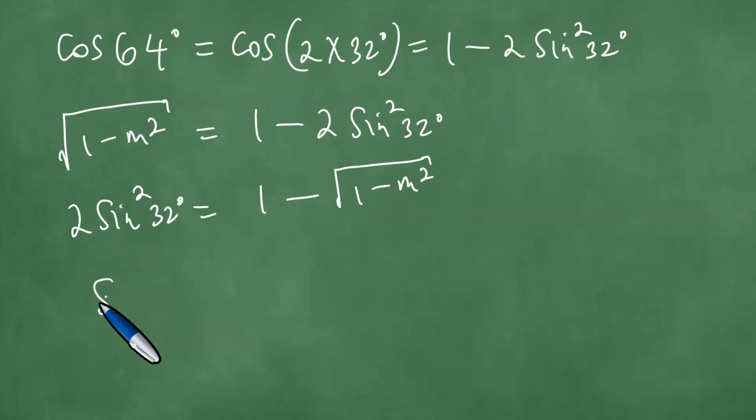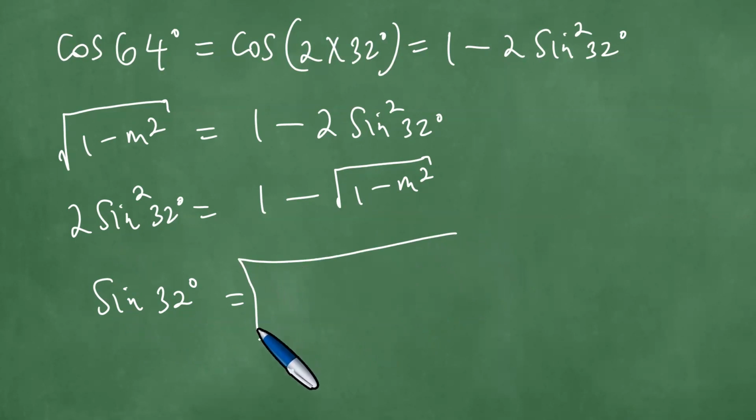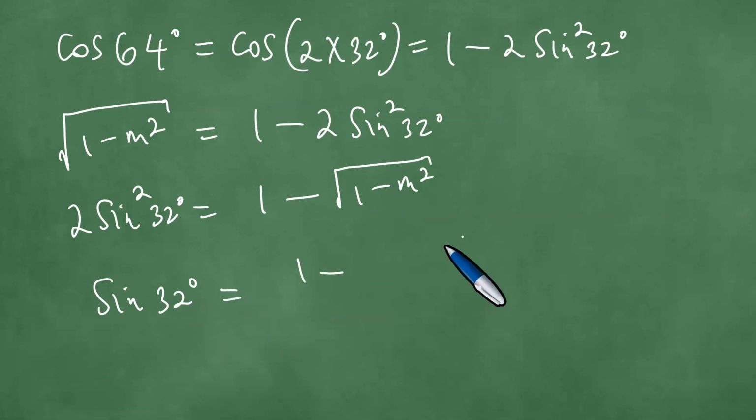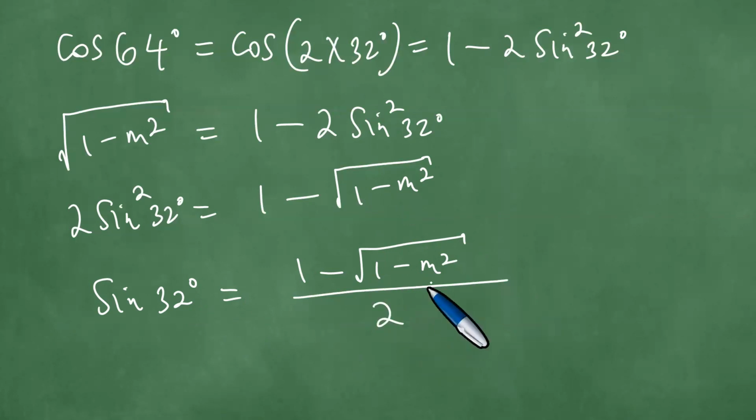Upon further examination, we proceed to find the sine of 32 degrees. We divide by 2 and apply the big square root. If we divide by 2 and apply the giant square root, we obtain the following. This is exactly the square root of 1 minus the square root of 1 minus m squared, divided by 2. And we have this.